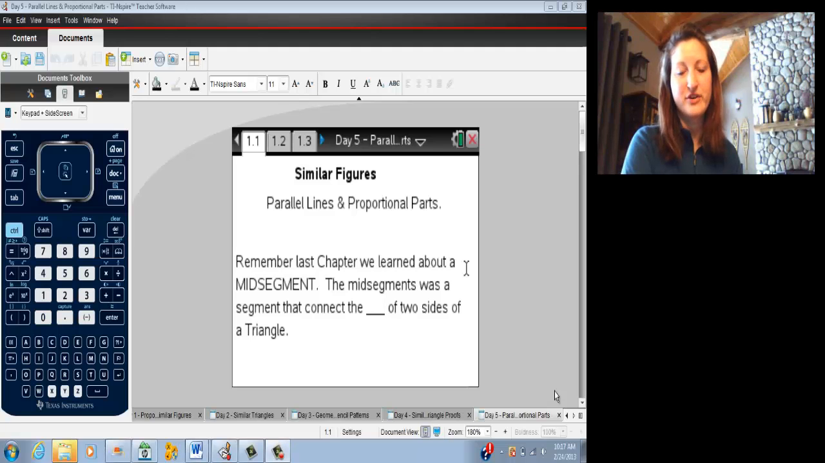Hi, for the last day of our chapter, we're going to take a look at parallel lines inside of triangles that are similar and how the parts end up being proportional.